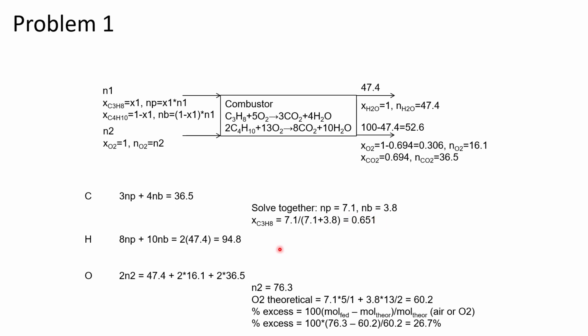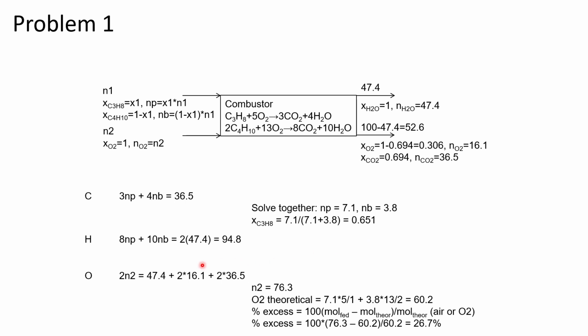Once we know those 2 flow rates, we can calculate the mole fraction of the propane. It's just the propane flow divided by the sum of the propane and butane flows, which is the total. Doing this calculation, you find the mole fraction of propane is 0.651, or it's 65.1% propane.